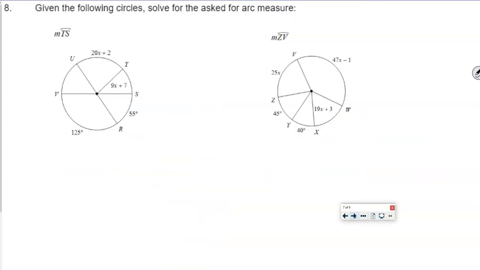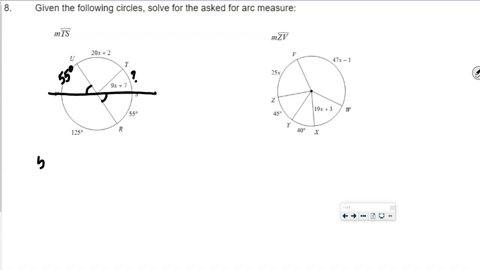So number 8, here again, I see some vertical angles. Do you see these vertical angles right here? So this arc out here, the vertical angles are congruent, so the arcs have to be congruent, right? So this is going to be 55 degrees right here. Okay, so up here, I'm going to use that top half of that circle to find TS. It's asking me to find this arc right here, okay?